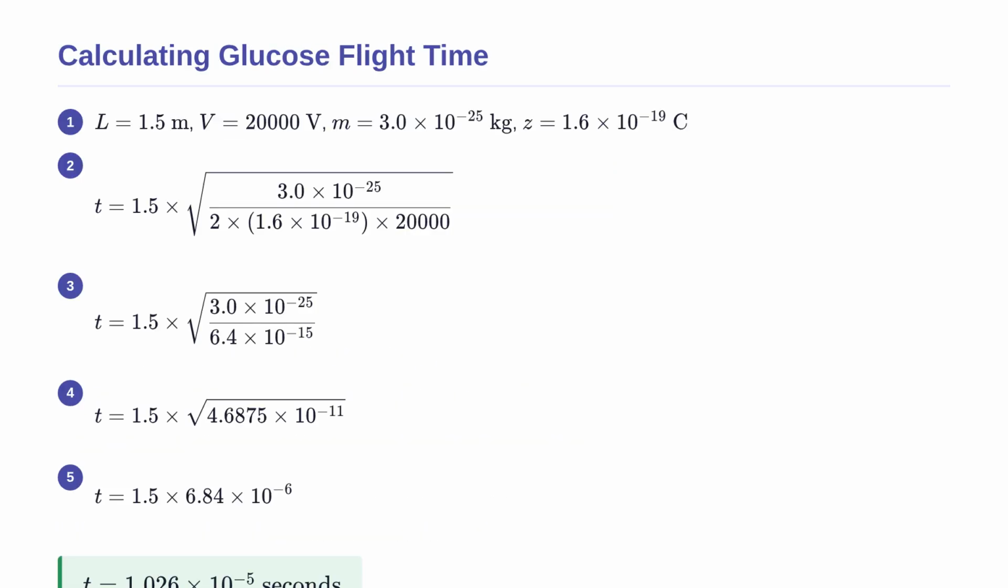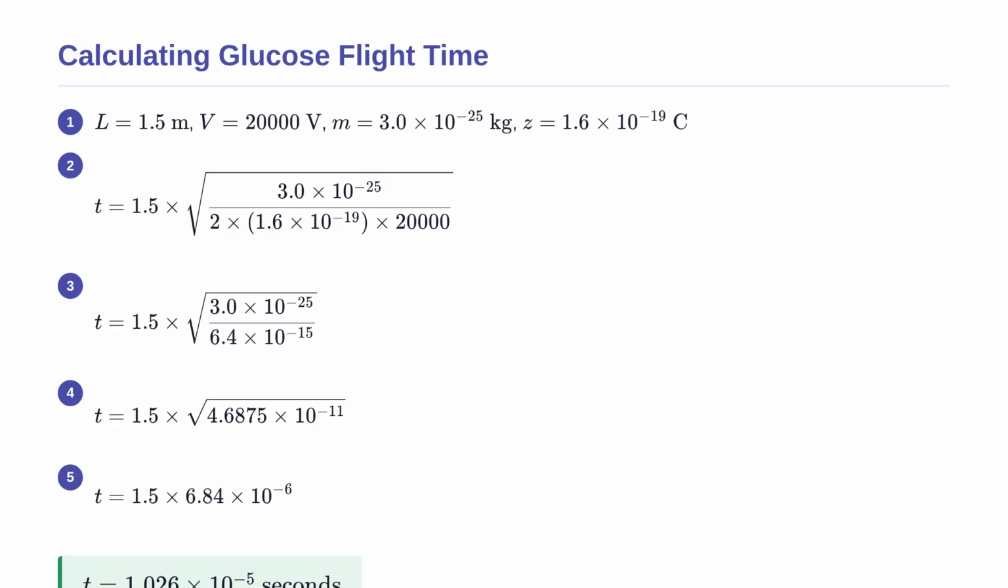Before we move on, let us see this with a concrete example. Imagine we are analyzing a blood sample to detect glucose. We are given a tube length of 1.5 meters, an accelerating voltage of 20,000 volts, a glucose mass of 3.0 times 10 to the negative 25 kilograms, and a standard positive charge. We substitute these known values into our equation.